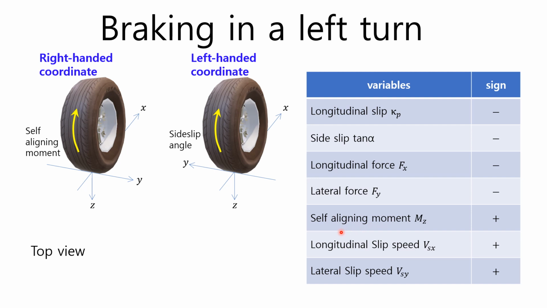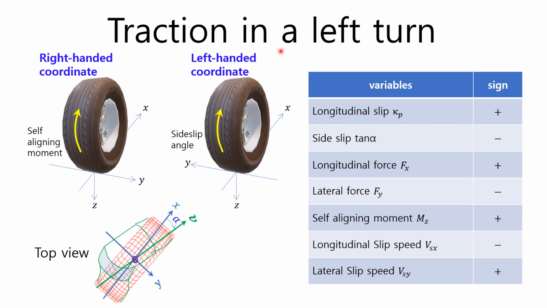The self-aligning moment Mz is positive, opposite to the sign of side slip, because the right-handed coordinate system is used for self-aligning moment Mz, and since the slip speed is in the opposite direction to the corresponding force, the longitudinal slip speed Vsx is positive, and the lateral slip speed Vsy is also positive.